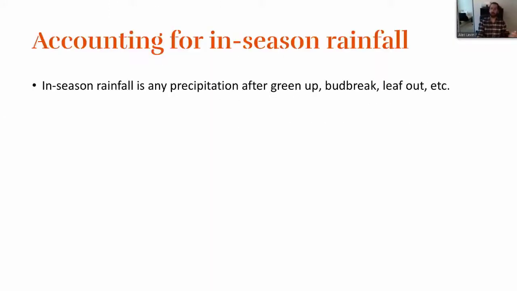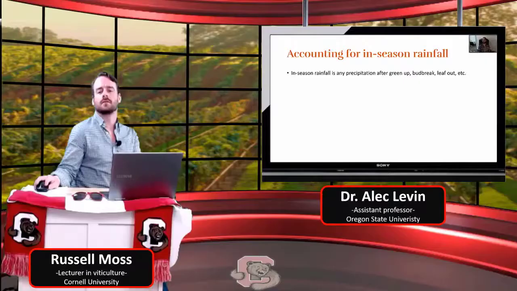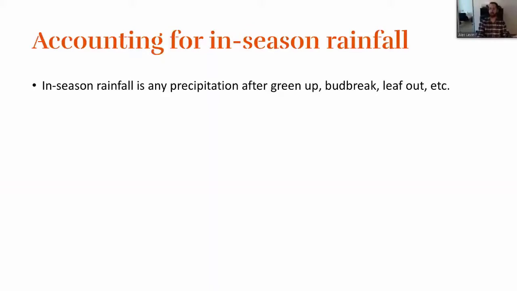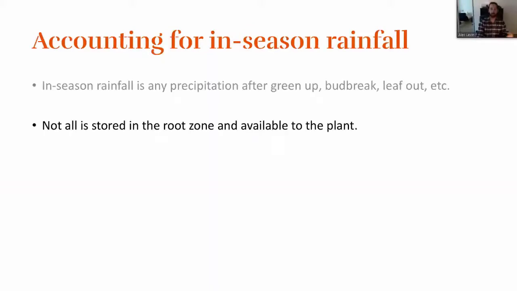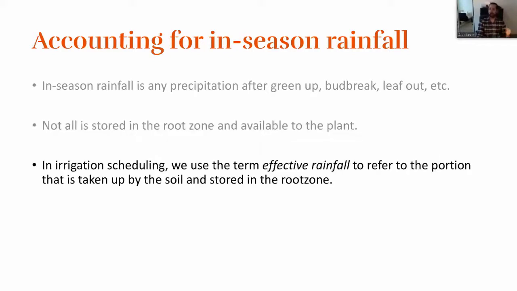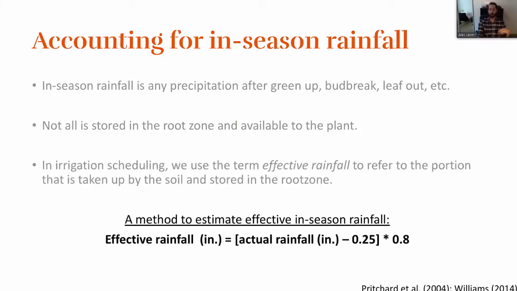So how do you account for in-season rainfall? What do you do when it rains? We haven't even talked about that. In-season rainfall, of course, is anything that falls after bud break. Not all the stuff that hits the ground is absorbed into the soil, stored in the root zone, and made available to the plant. So there's a little bit of accounting and balancing that you need to do. For irrigation scheduling purposes, we often talk about effective rainfall, which refers to the amount that's taken up by the soil and made available to the root zone. And this equation here shows you that.